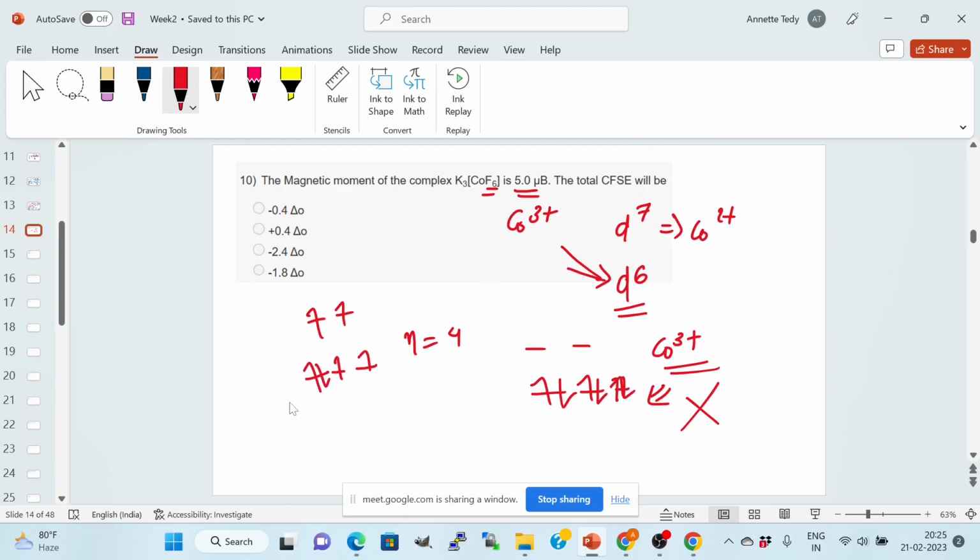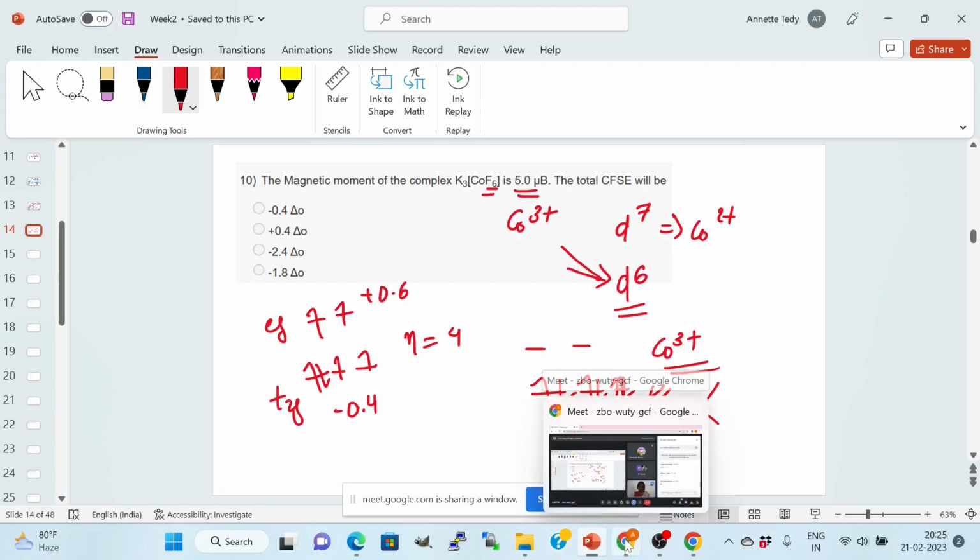Can you calculate the total CFSE? This is the t2g level, and this is the eg. Each electron in t2g will give minus 0.4, and each in eg will be plus 0.6. Can you put it in the chat box? What is the answer?